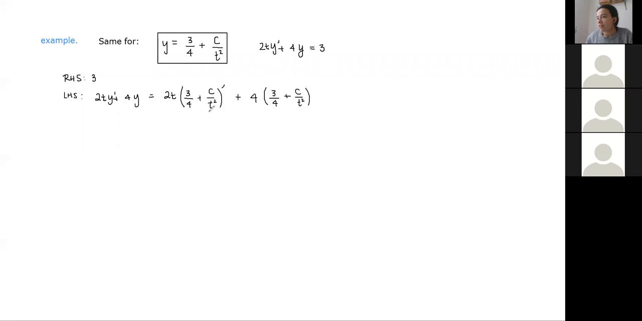Now, we have to actually evaluate the derivative of this function. So I'll have 2 times t times the derivative of 3/4, which is just 0, and the derivative of c over t squared is going to be minus 2c over t to the power of 3, right? And that's because this is the same as c times t to the power of -2. Do I have any questions about that?